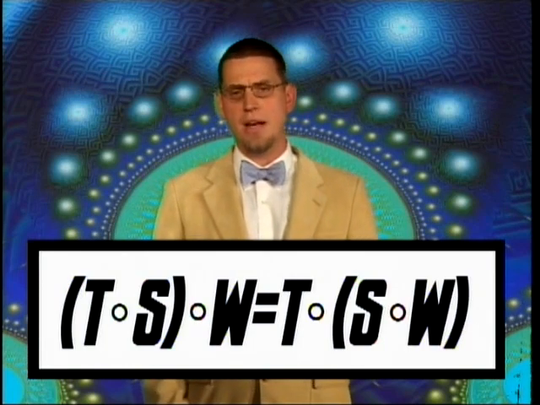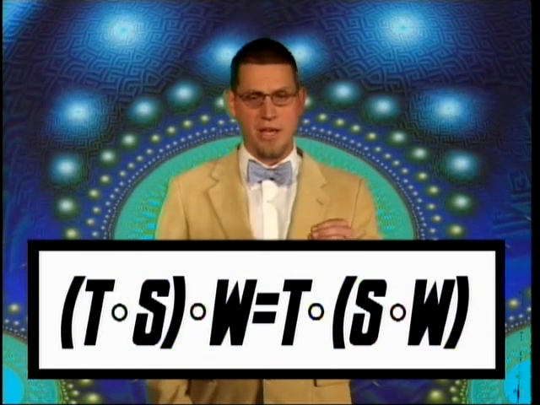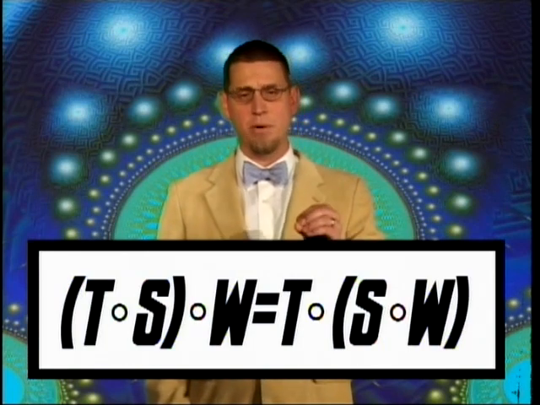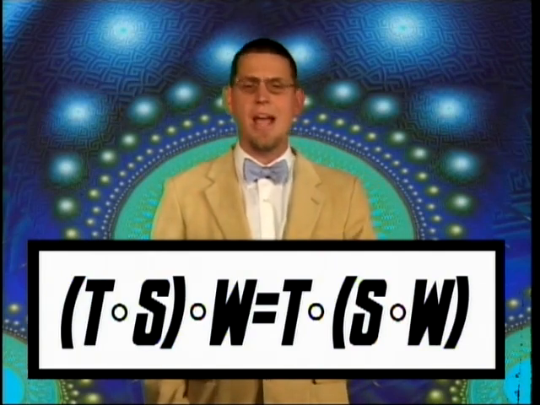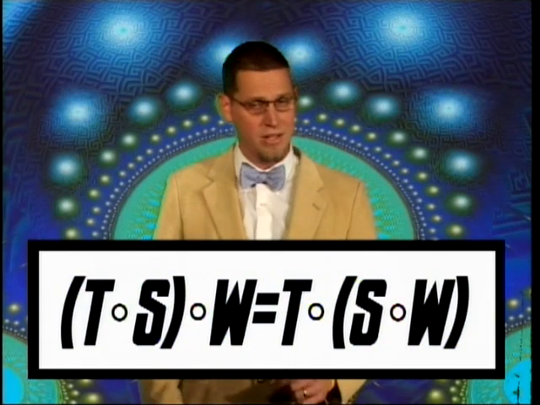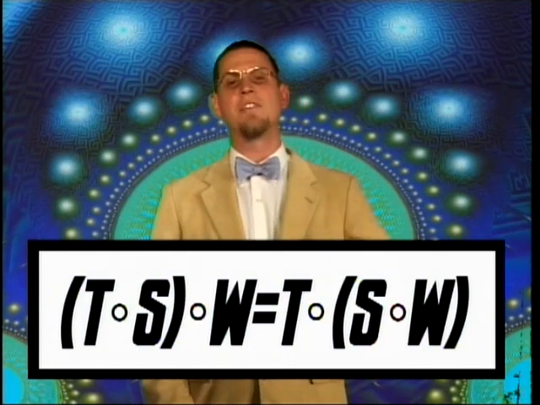We denote that mathematically as T composed with S first, then compose the result with W. Is that the same as composing S with W and then composing it with T? Okay, that's the associative property. If that passes, then we move on to another criteria that the whole numbers exhibit. Is there an identity element? In this case, is there an identity transformation?